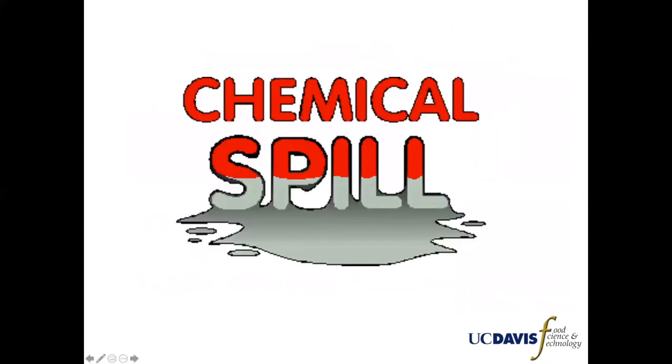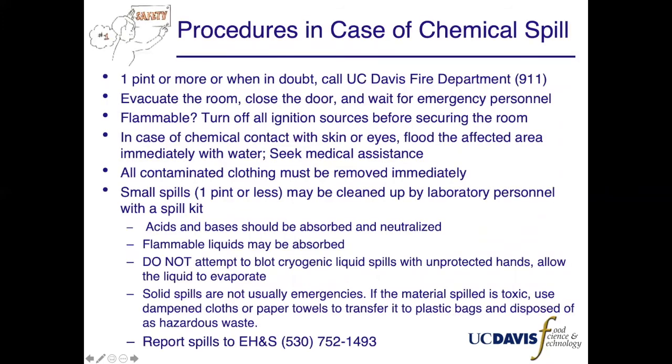So let's focus on one of the most common lab accidents, a chemical spill. In the event of a chemical spill, follow these procedures. If 1 pint or more is spilled, or if you're not comfortable cleaning up the spill, call the UC Davis Fire Department or 911 from the landline. Evacuate the room, close the door, and wait for emergency personnel. If the spill is a flammable substance, turn off all ignition sources before securing the room.